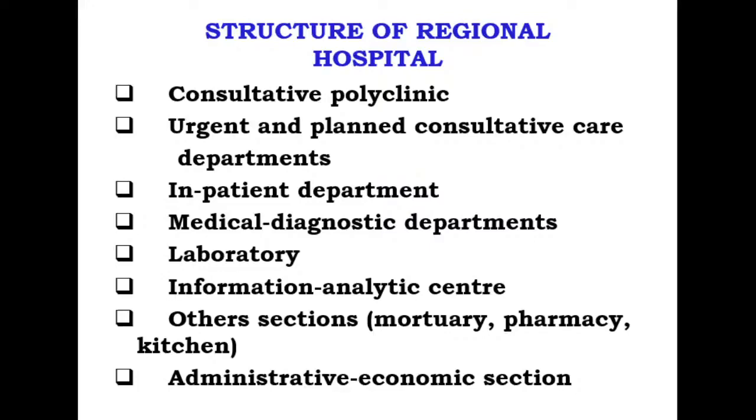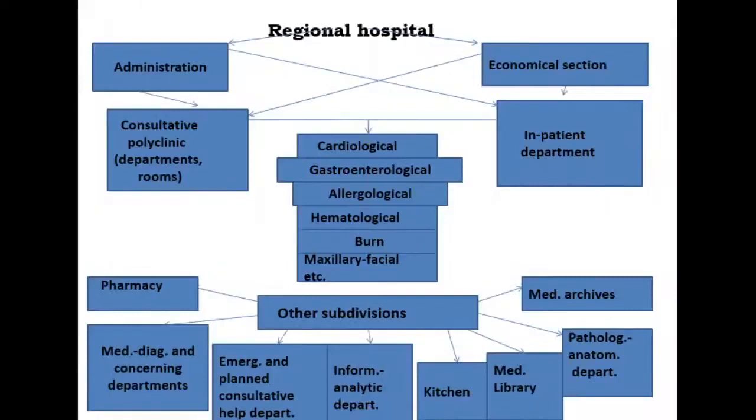Other sections: obligatory pharmaceutical, obligatory very big kitchen, obligatory anatomical section department, and a lot of administrative economic sections. This is an example of a regional Republican hospital. Administration. Sometimes this is a hospital with more than 700 beds, from 700 up to 1,000 beds. Simashka hospital consists maybe of more than 1,000 beds.